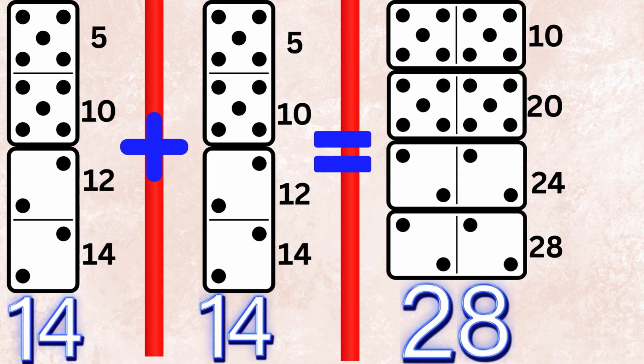Let's check your answer. When we add the dots in the first row, 5, 10, 12, 14 dots plus 5, 10, 12, 14 dots in the second row, we get a total combined sum of 10, 20, 24, 28 dots. So now we know that 14 plus 14 equals 28 dots.